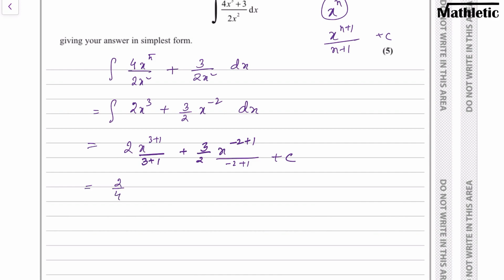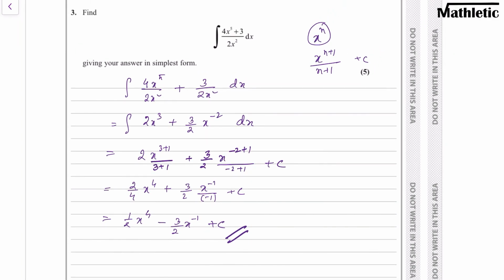So 2 by 4 x to the power 4, 3 by 2 x to the power minus 1 by minus 1. So this will give us half x to the power 4 minus 3 by 2 x to the power minus 1 plus c. So done. This is number 3.